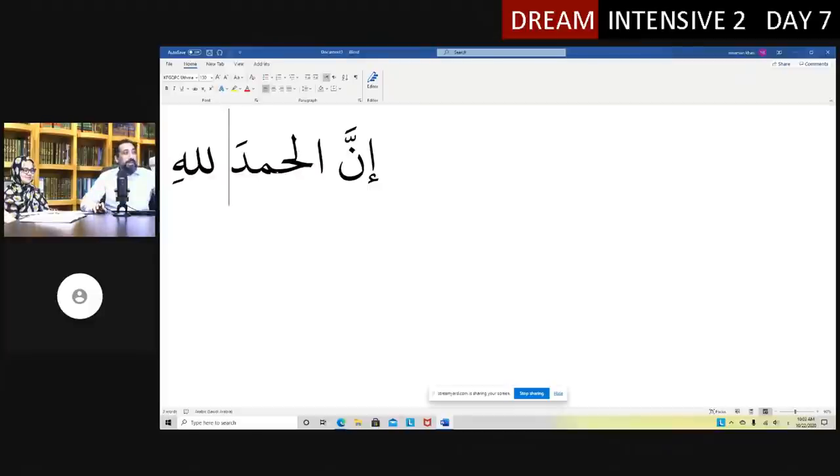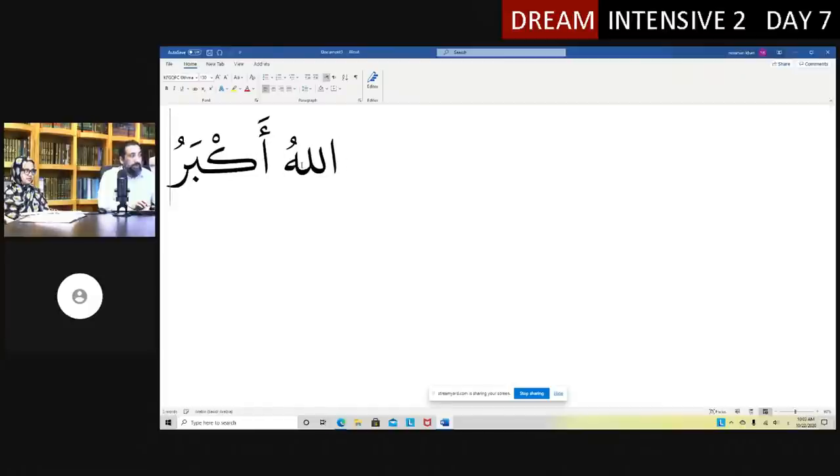But anyway, inna alhamda, inna made the word hamd nasab. Now it has a reason to be. When you give the adhan, you say, Allahu Akbar. The word Allah is rafa, right? But there's no action. It's just rafa because there's no reason to make it anything else. And that's the same reason Akbar was rafa, because there's no reason to make it anything else.